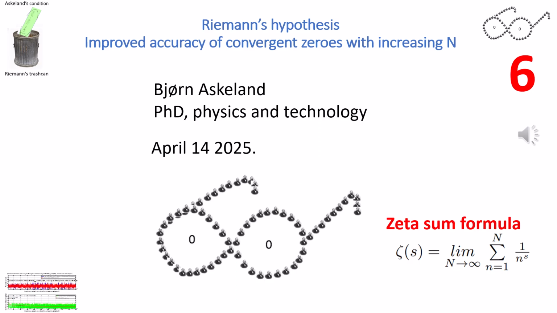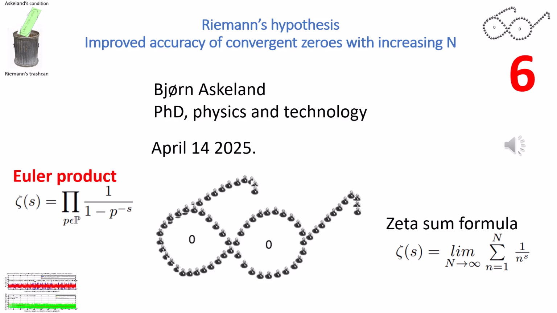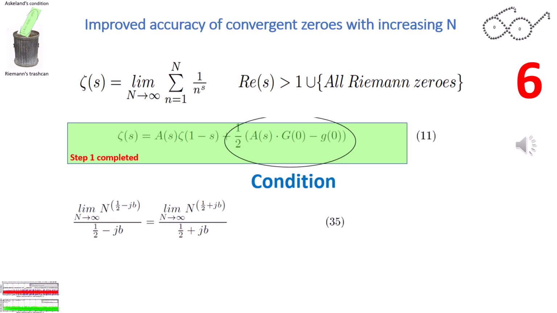A convergent zero means that the zeta sum formula for specific n values can be factorized with Riemann's zeros, and that you will find the zeros from the Euler product. This video demonstrates numerically that these zeros become more accurate as the length of the sum formula increases. These calculations match the theory of my Riemann hypothesis proof. In order to understand this video, you need to study my Riemann hypothesis proof in video number 1.